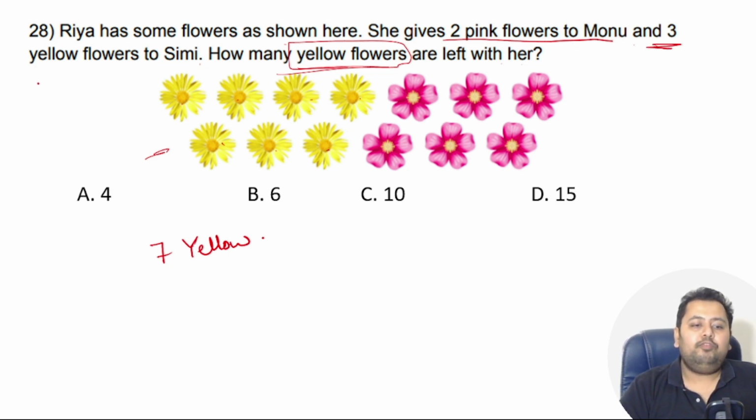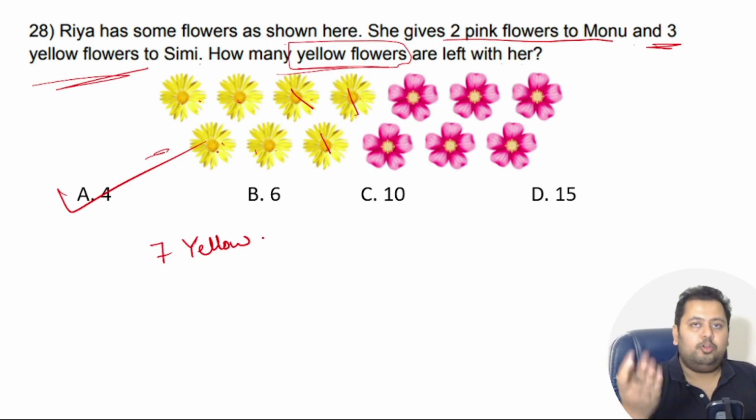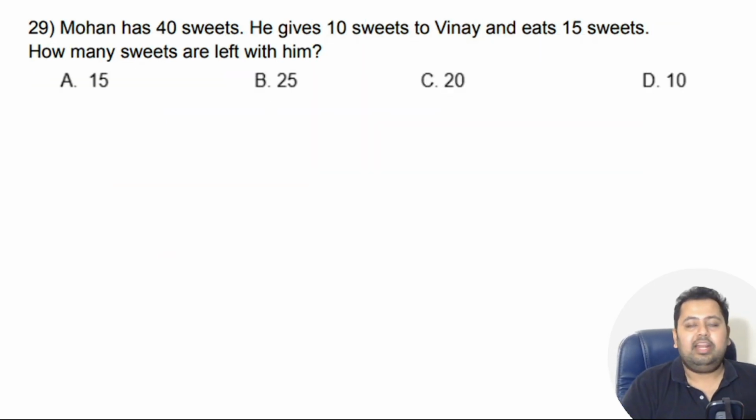And 3 yellow flowers to Simi, right? So she gives 3 yellow flowers. So she gives 1, 2, and 3 yellow flowers. How many yellow flowers is she left with? 1, 2, 3, and 4. So she's left with 4 yellow flowers. Option A is the correct answer. Hope you got it correct. If you did, give yourself a star. And we move to question number 29.